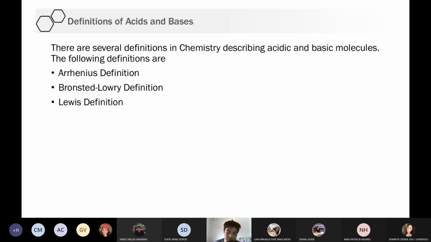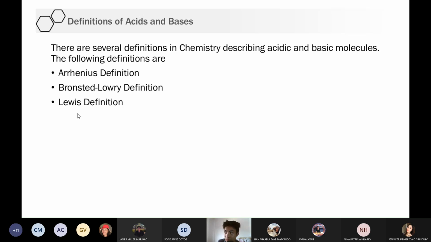So, there are three definitions that are primarily used in chemistry. We have the Arrhenius definition. This is the oldest definition of acids and bases. Then it was followed by the Bronsted-Lowry definition and the Lewis definition.